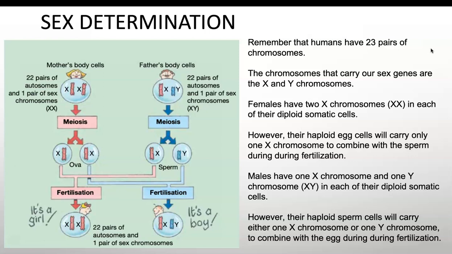However, if you are a female, your haploid egg cells will only carry one X chromosome to combine with the sperm during fertilization. So is it the mother or the father which determines the gender of the baby? The mother can only provide an X, so it can't be the mother's choice. The mother can only provide one type of chromosome. It's actually the father. The father can provide either the X or the Y. So this baby that's going to be produced will be either XX for a female or XY for a male.